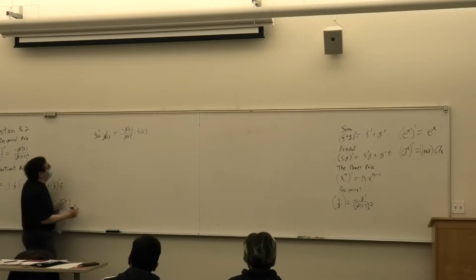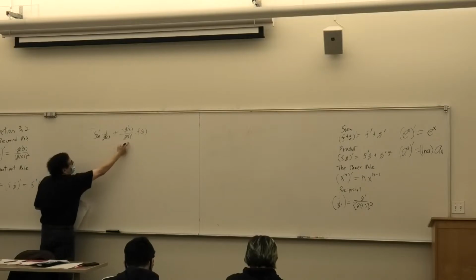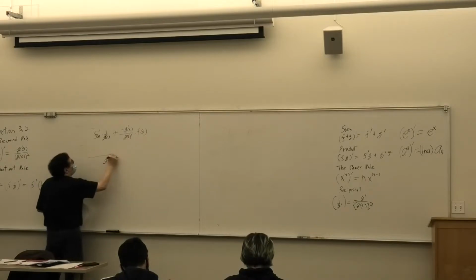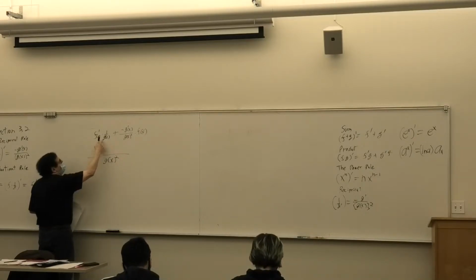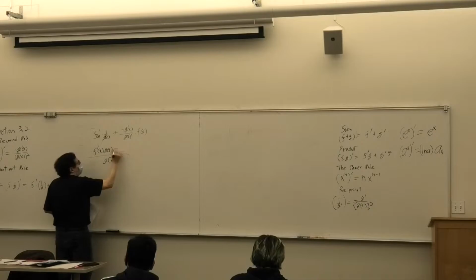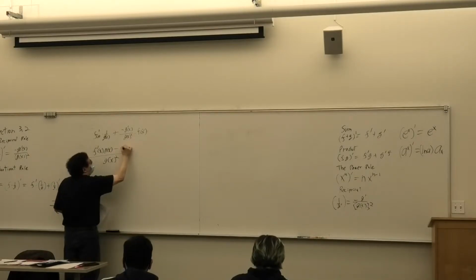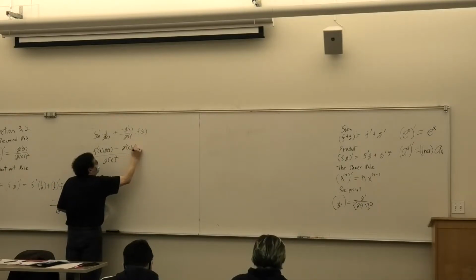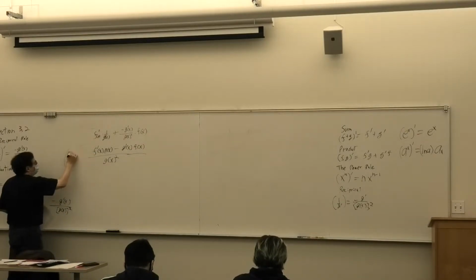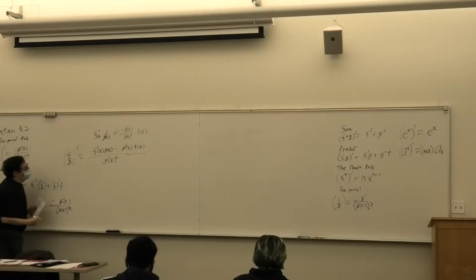Okay, so I put this over a common denominator, g of x squared. So what do we have to do? We have to say f prime of x, g of x. And I'm just going to put the minus sign in here. And this is g prime of x, f of x. All right, so that's the derivative of f over g, the quotient rule.